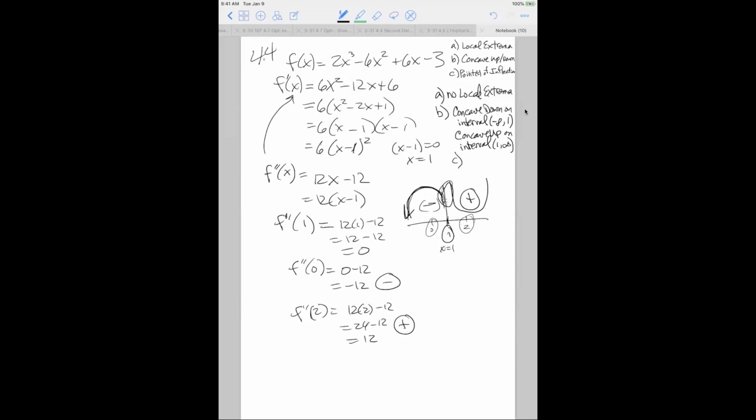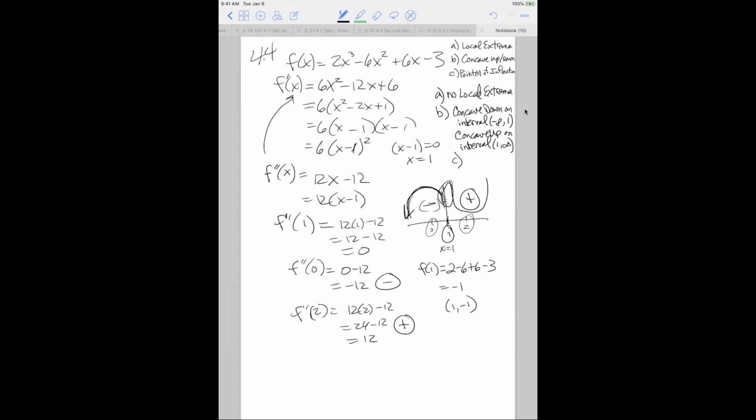Let's calculate what the y is in that situation. So we have to go back to the original function now. If we're trying to get the y coordinate, we need f of 1. And plugging in 1 is pretty straightforward. We get 2 minus 6 plus 6 minus 3. The 6s cancel. We end up with 2 minus 3, and that's minus 1. So we have the point 1, negative 1.